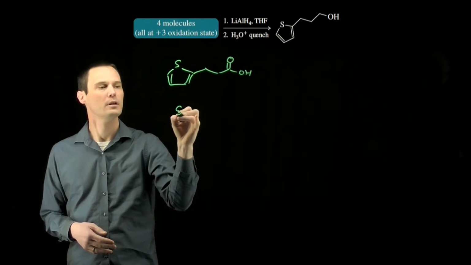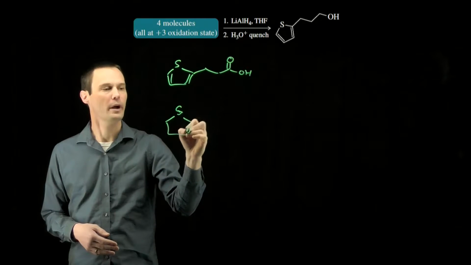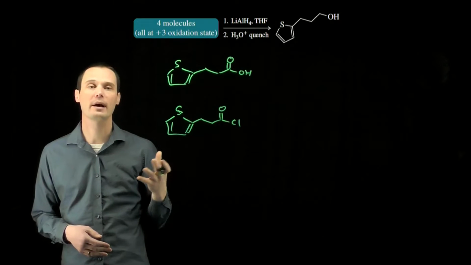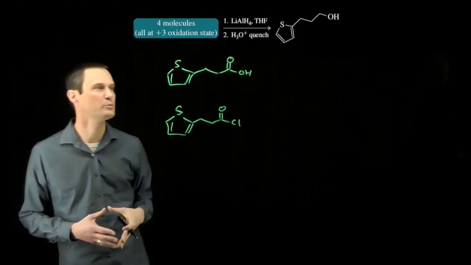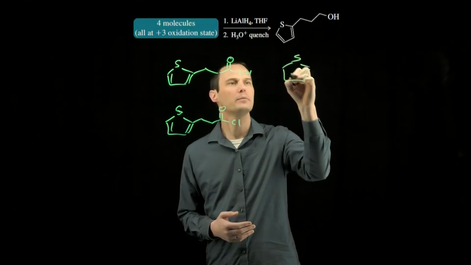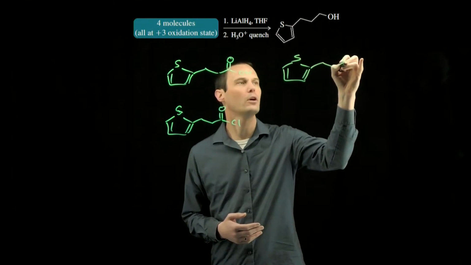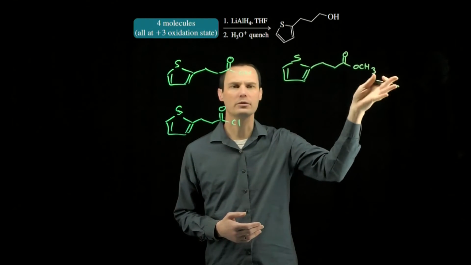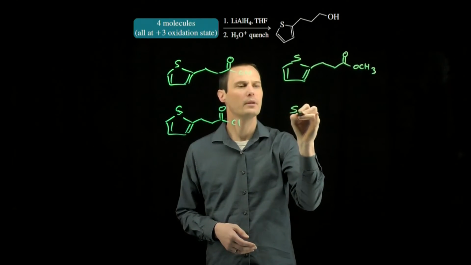Another would be an acid chloride. Both of these, when reduced with lithium aluminum hydride, will form a primary alcohol, specifically this primary alcohol. The other 2 functional groups that can be reduced to this alcohol include an ester. Now, it doesn't matter what ester you use, methyl ester, ethyl ester, any ester here will do.